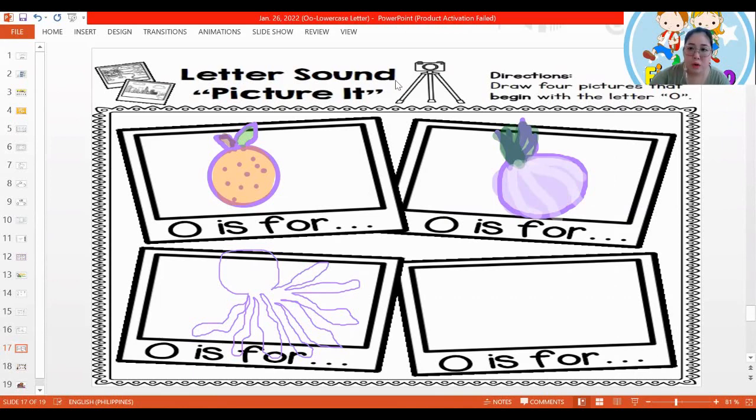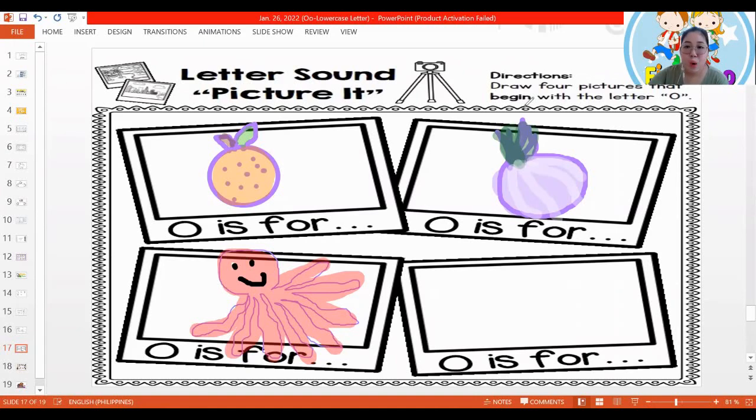I'll color my octopus first. Let's color my octopus red because I want my octopus to be red. And let's draw the eyes and the mouth of my octopus. So we have O for orange, O for octopus, O for onion, sorry.